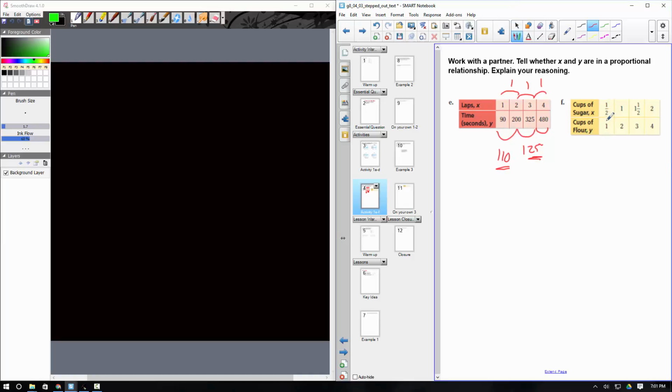This one here, if I look at it, every time it goes up by 1, this is going up by 1/2. So to get to 0 cups, I would then have 0. So I'd go down 1 on each side, right? And that would go through the origin. And it's a constant rate, so this one is proportional because it will go through the origin.